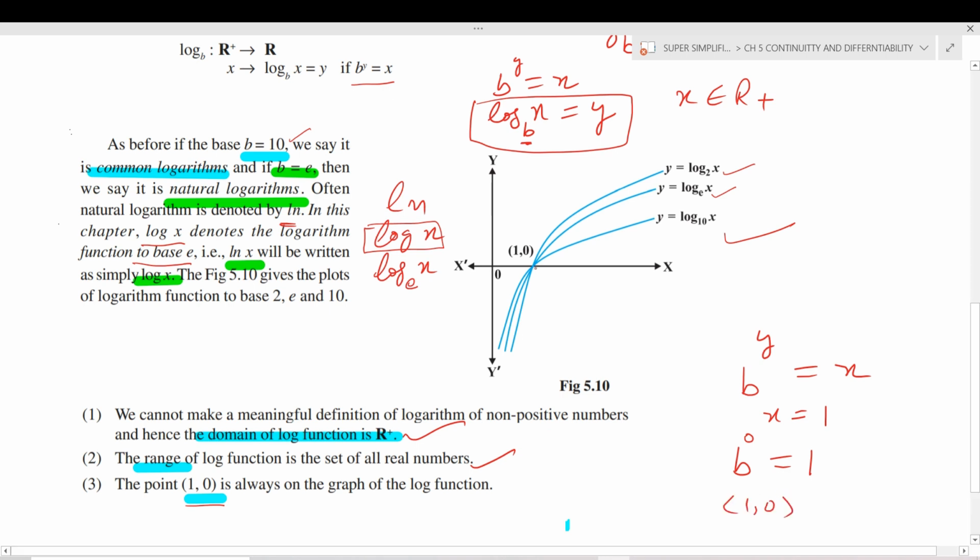We can see that the point (1, 0) always lies on the graph of the log function. You can see here in the graph, this point (1, 0) will always be there, and all the graphs of the log function with different bases pass through the point (1, 0).